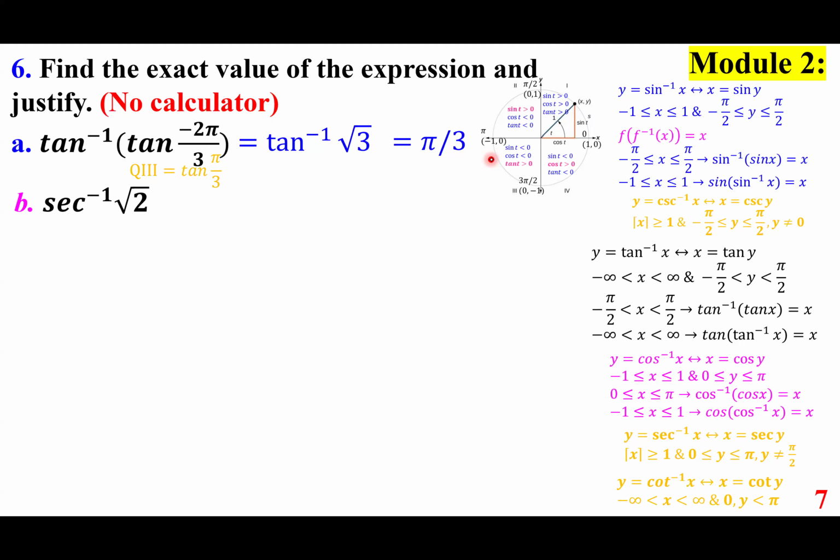Secant inverse of square root of 2. Let's say it's alpha. By definition, secant of alpha becomes square root of 2. Let's go to cosine. Cosine is 1 over square root of 2 or square root of 2 over 2, and therefore alpha becomes pi over 4. So to answer secant, we go to cosine.